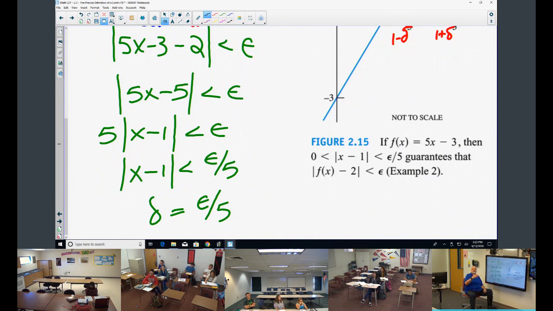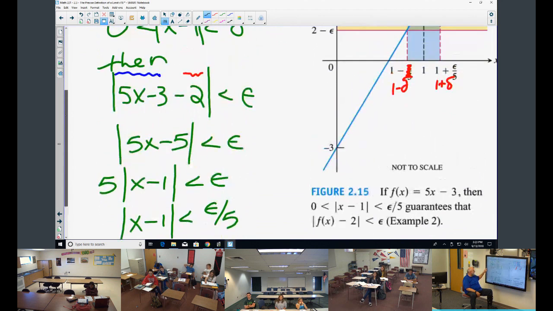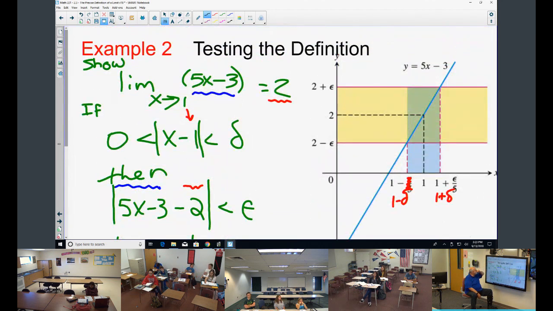So again, going back to the scholar versus the skeptic, you tell me how close you want epsilon to be, and then I divide that by 5, and that's how close delta needs to be. Okay? And so that's kind of how those are related.